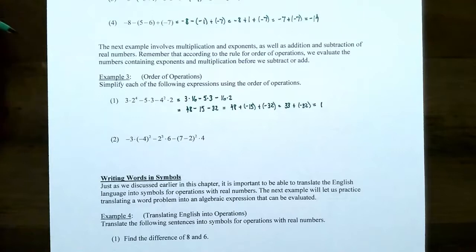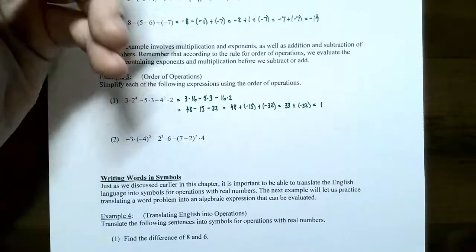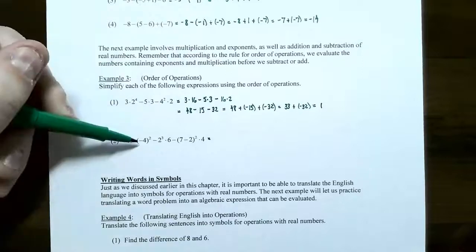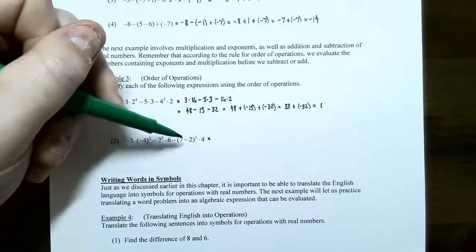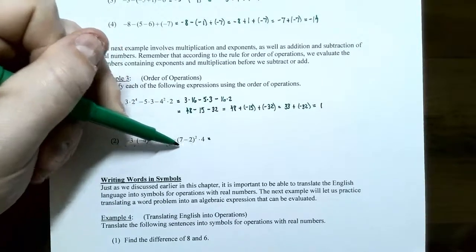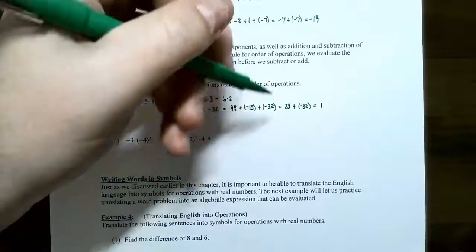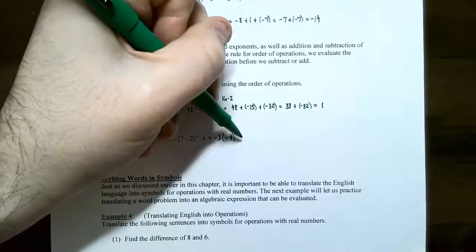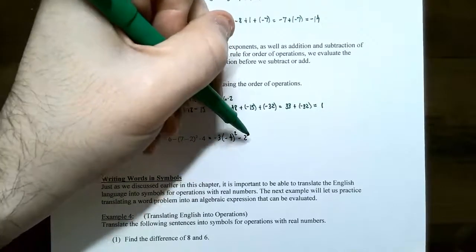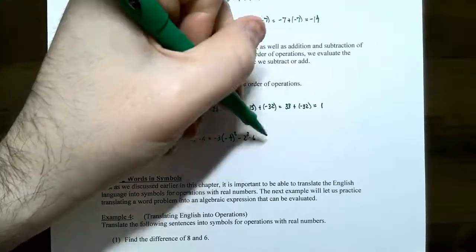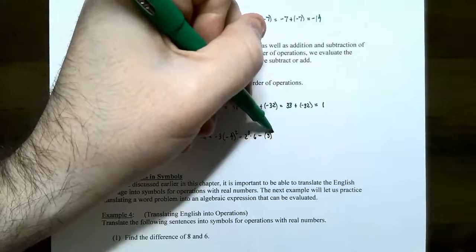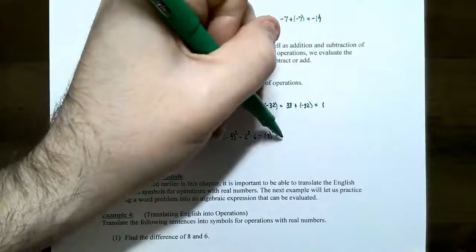All right, so let's do the order of operations. Make sure you do parentheses first. So any operations inside the parentheses, nothing with the negative 4, so let's skip that. 7 minus 2, that has an operation inside the parentheses. We need to do that first. So negative 3, negative 4 squared. Keep everything else the same. We'll just worry about that parentheses. 7 minus 2 inside the parentheses becomes positive 5, which is squared, times 4.